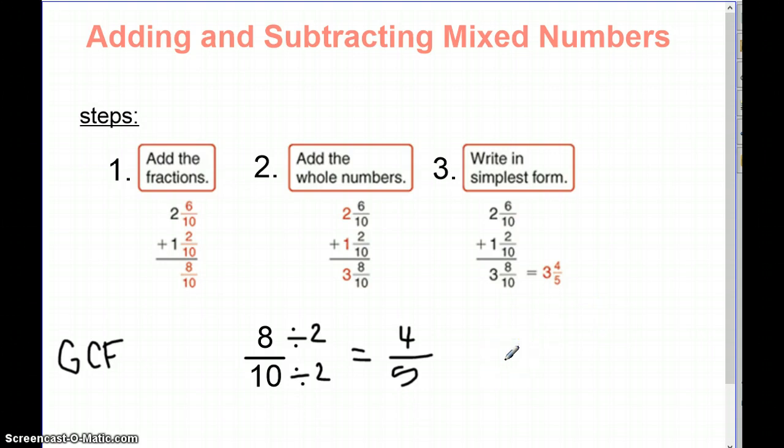So let's review the steps one more time really quickly. Step 1, we add the fractions, starting on the right. Step 2, we move over to the whole numbers, add the whole numbers. Step 3, we need to look at our answer and ask ourselves, can we simplify it? The answer is yes. So then we go ahead and find the GCF, divide, and we have our fraction, or our mixed number in simplest form.